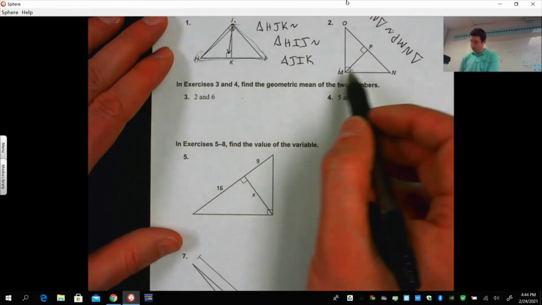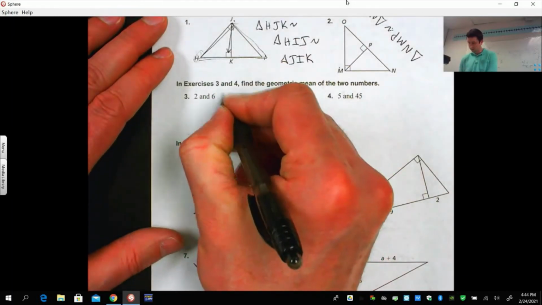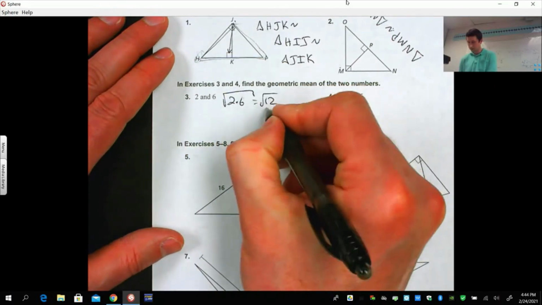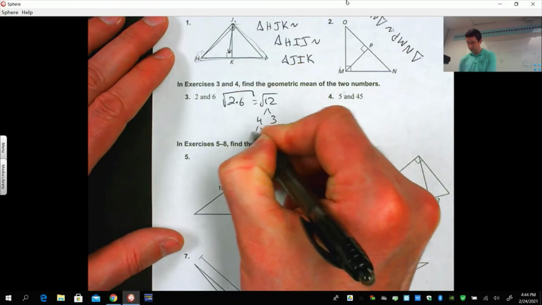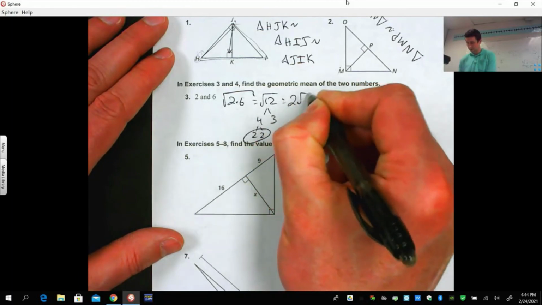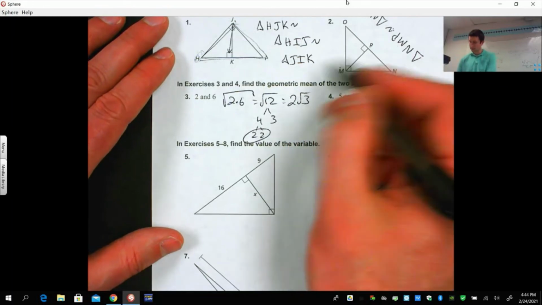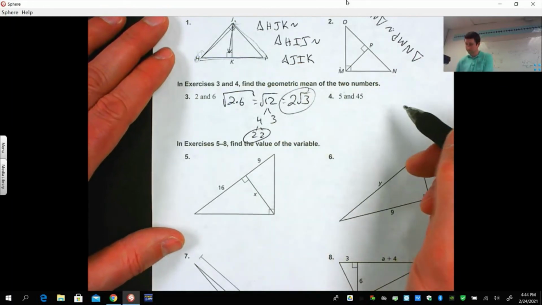Find the geometric mean of the 2 numbers. You're just going to say the square root of 2 times 6. That's the square root of 12. That's 4 and 3, that's 2 and 2. So that's 2 root 3. If they want a decimal, you use your calculator. If they want exact numbers, you'd have to use 2 root 3.